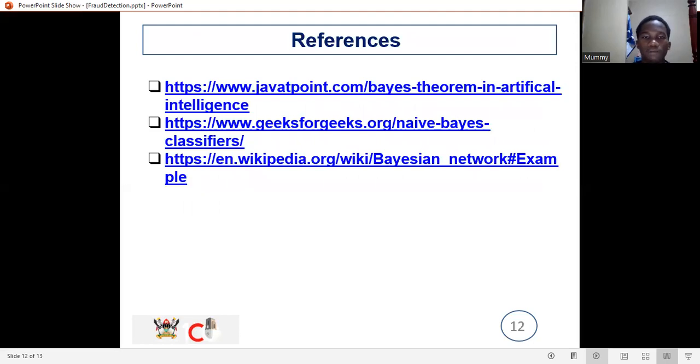Below are some of the references from where the data was obtained: Java Point, Geeks for Geeks, and Wikipedia.